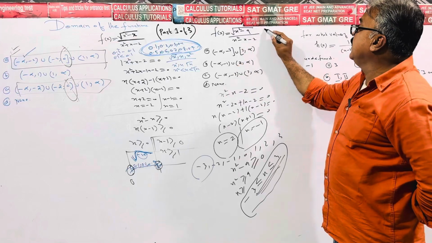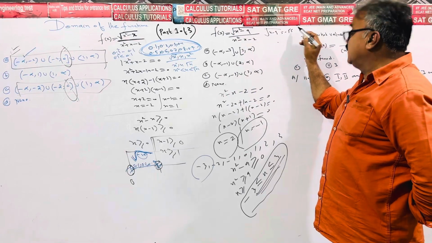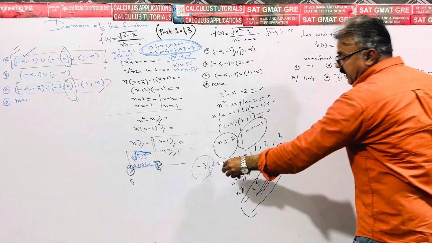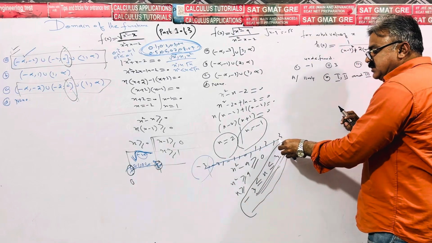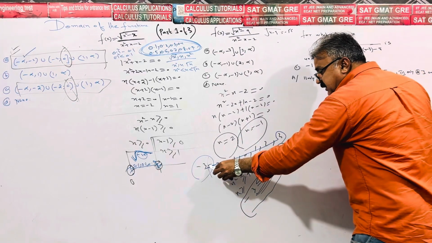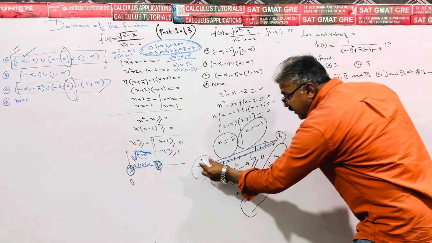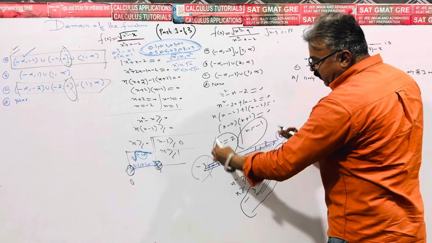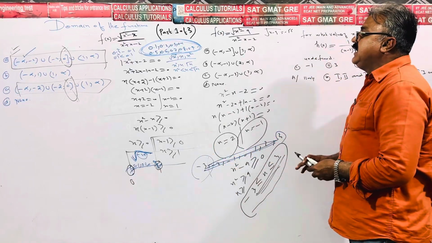Minus 2 squared means 4 minus 9, which gives me minus 5. So we have to exclude the middle portion, because these values between minus 3 and 3 give negative values in the denominator. We have to exclude that portion between minus 3 and 3. We can afford minus 3 and 3 themselves.